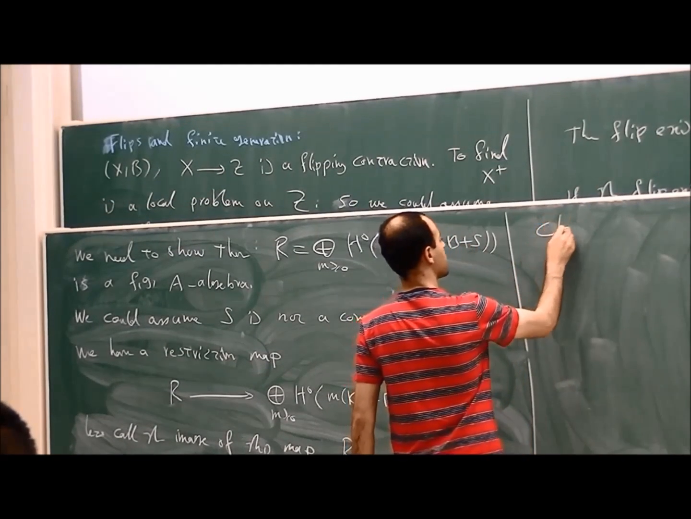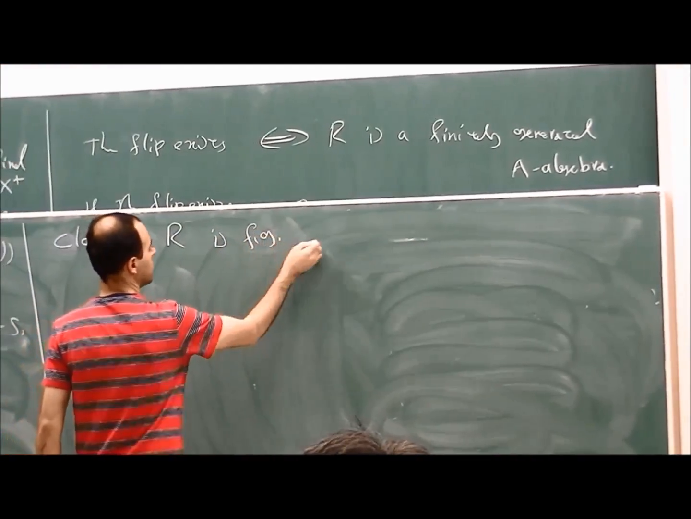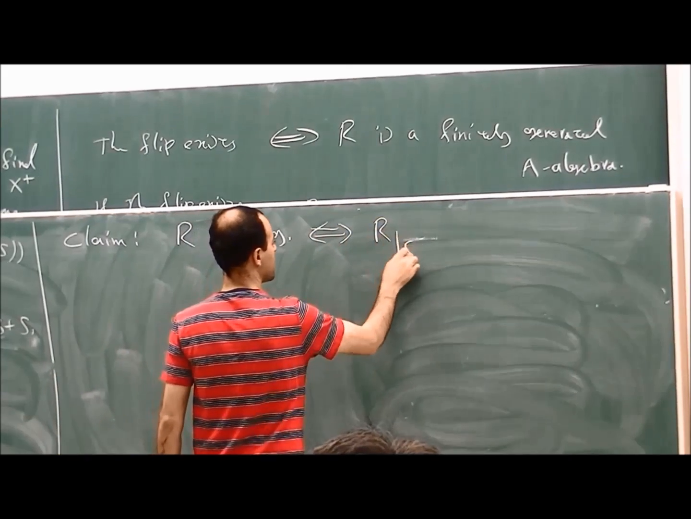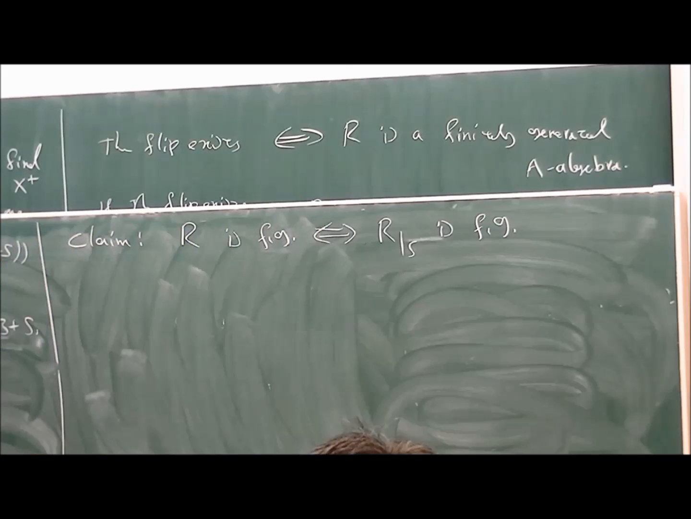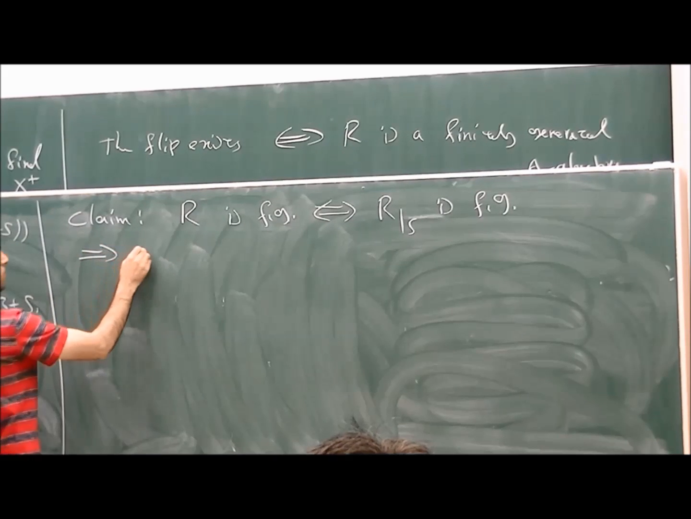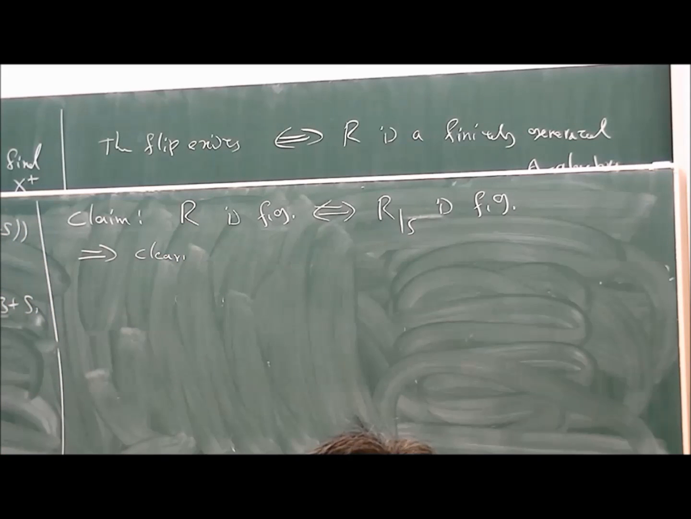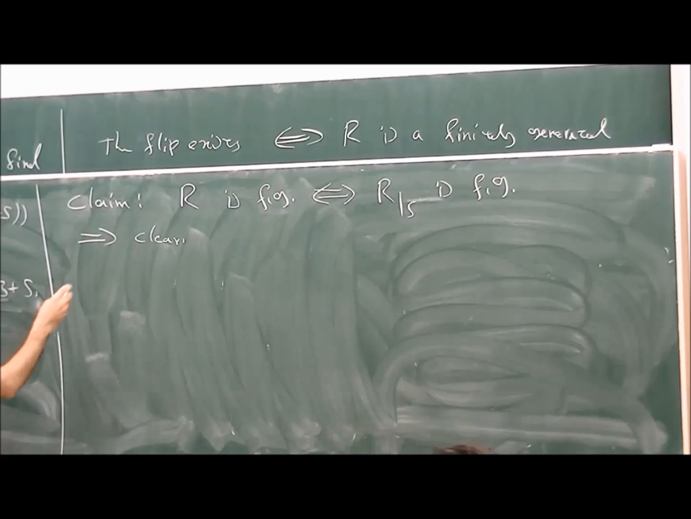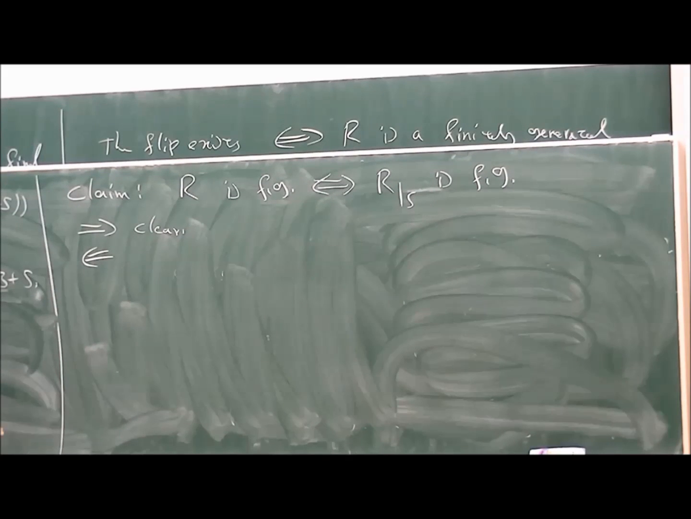Now the interesting thing is I claim that R is finitely generated if and only if the restriction is finitely generated. So this direction is clear: the restriction of a finitely generated algebra is always finitely generated. But the other way is less obvious. So again, it will involve some elementary changes here.